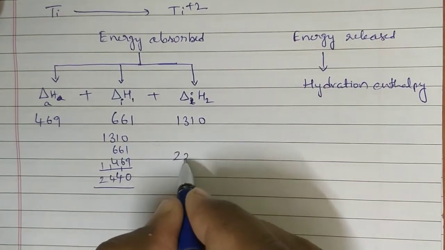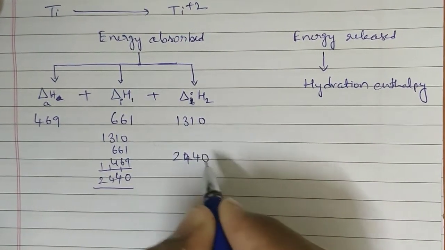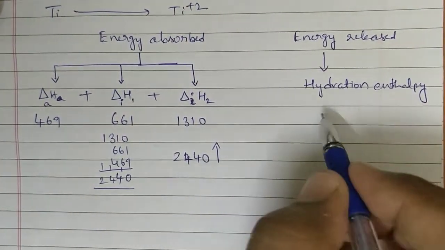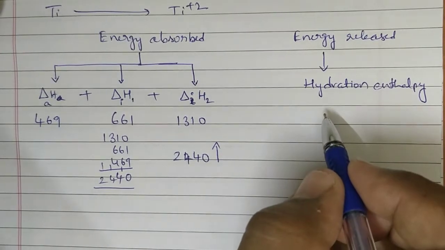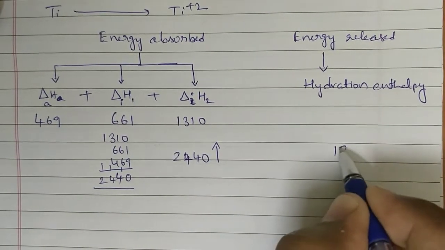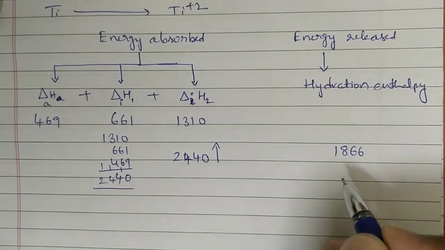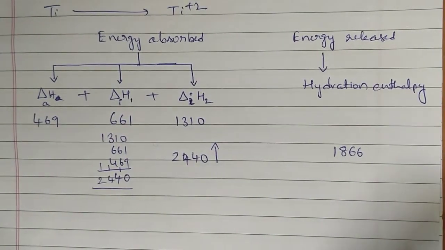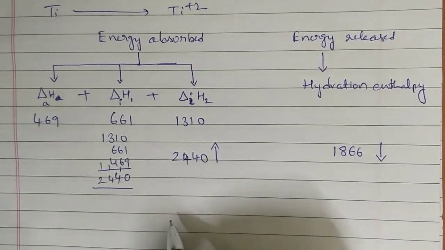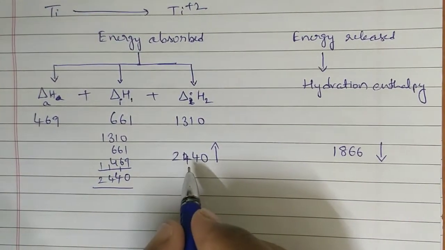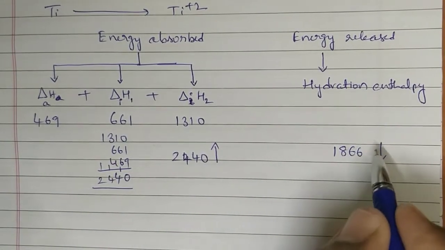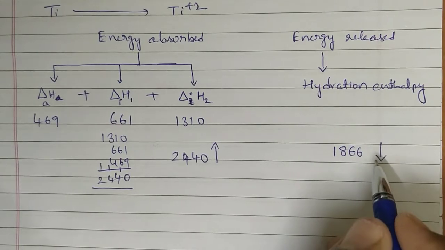Double 440, amount of energy is absorbed. Now what is the hydration energy? 1866 kilojoules per mole. Everything is in kilojoules per mole. This much amount of energy is released. 2440 amount of energy is absorbed. Here 1866 amount of energy is released.